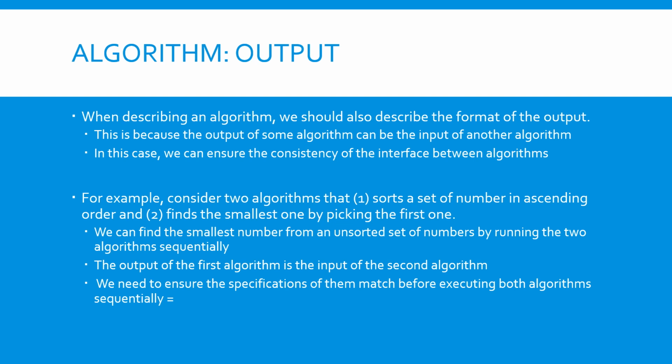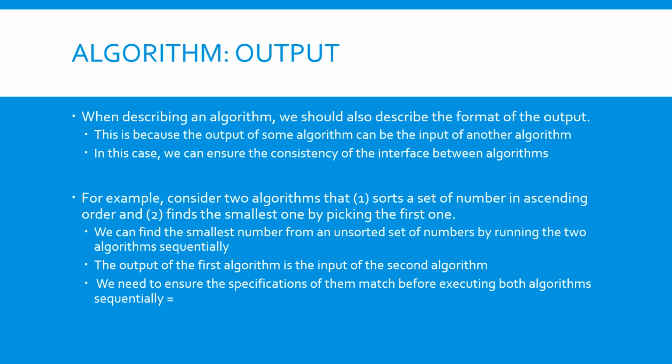Similar to input, it is also very important to specify the format and properties of the output precisely. This is because the output of some algorithms may serve as an input for other algorithms. For example, consider two algorithms, where one sorts a set of numbers in ascending order, and the other one finds the smallest one by picking the first one. Clearly, we can combine the two algorithms sequentially to find the smallest number from a set of unsorted numbers.